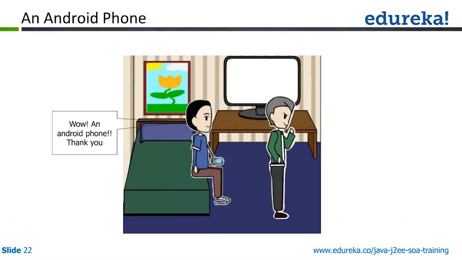Okay, so John goes home and he gets a gift. Oh wow, it's a mobile phone, Android. So it's great. I love receiving gifts like this. Haven't received one for a long time though.